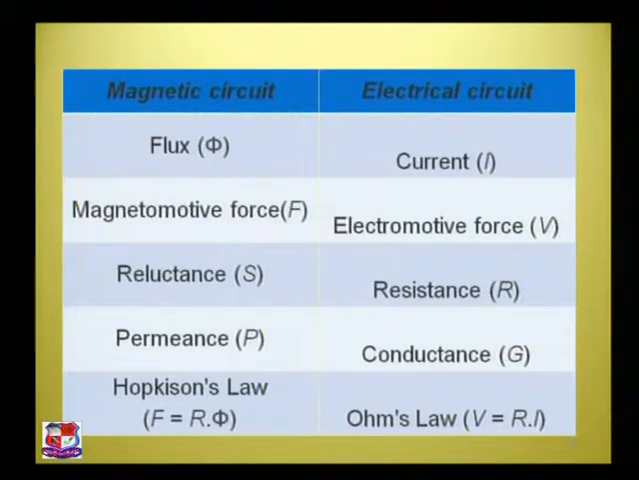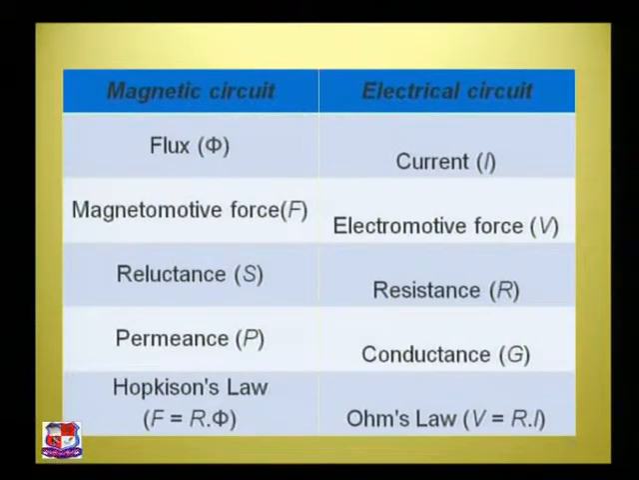We can also put this in table form, where one column is the magnetic circuit and the second column is the electric circuit, and these are the parameters which are similar to each other. Flux phi in the magnetic circuit corresponds to current I in the electric circuit. Magnetomotive force in the magnetic circuit corresponds to electromotive force in the electric circuit. Reluctance S in the magnetic circuit corresponds to resistance R in the electric circuit. Permeance P of the magnetic circuit is related to conductance G in the electric circuit. And finally Hopkinson's law, F equal to S phi, corresponds to Ohm's law, V equal to IR.